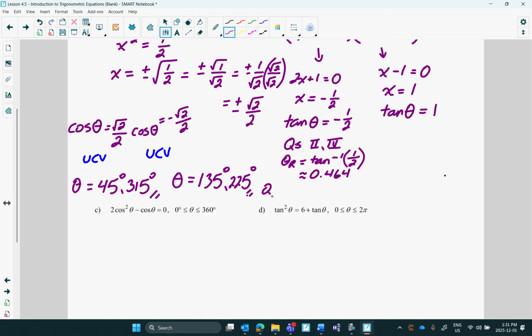So in quadrant 2 and quadrant 4, how would I find theta in quadrant 2 if this is my reference angle? Pi minus 0.464. And in quadrant 4, it's 2 pi minus 0.464. That's going to give me my two answers.